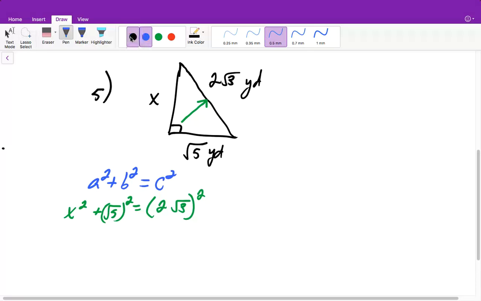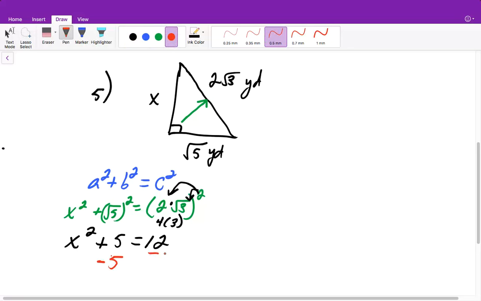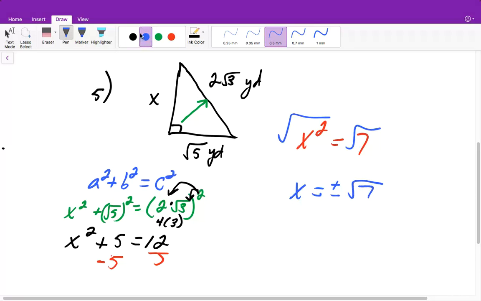x squared is still x squared. The square root of 5 squared is now 5. And here we need to distribute this power to both the 2 and the root 3. So 2 squared is 4, and the square root of 3 squared is 3. And we're multiplying them here, so it is equal to 12. All right, then we will subtract over the 5. So now we will get x squared is equal to 7. Then we take the square root of each side. And remember, we must put plus or minus because we need to make sure we're staying in good habits. Since we're dealing with the side of a triangle, it cannot be a negative length, so we reject it.